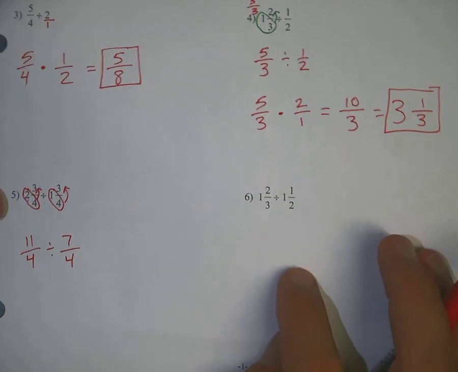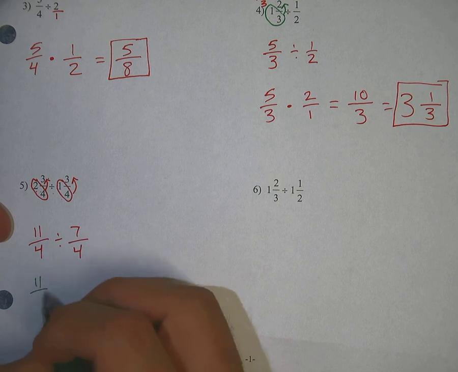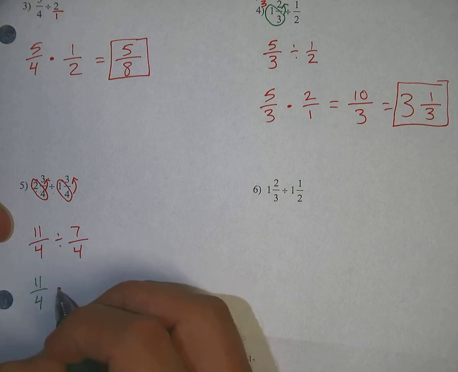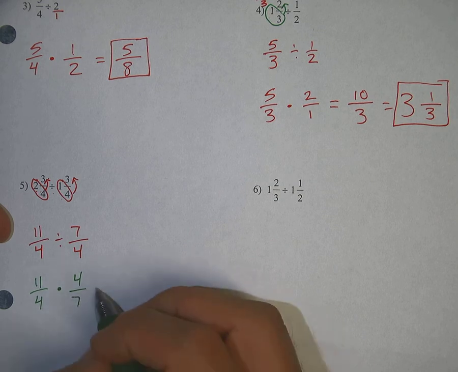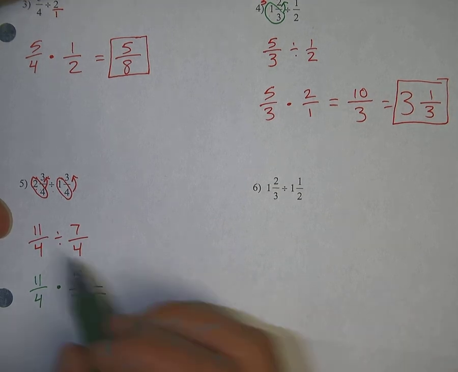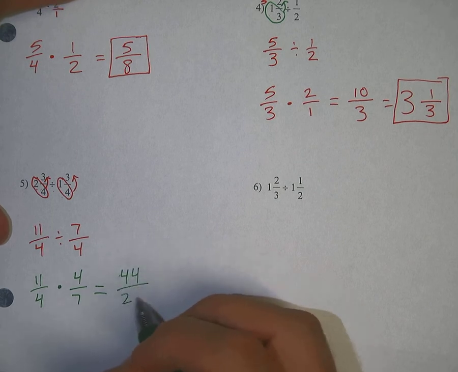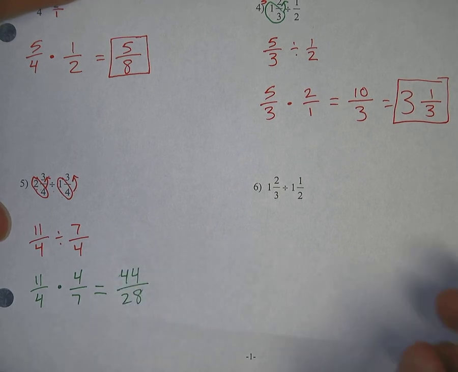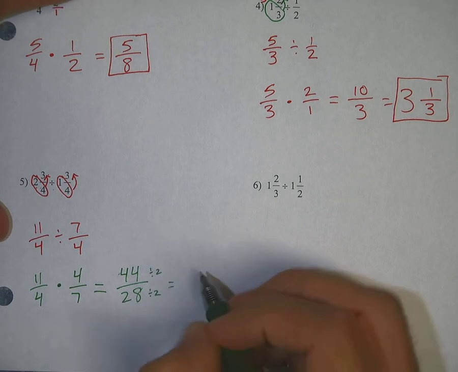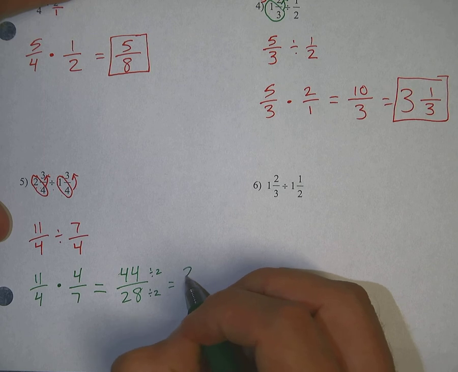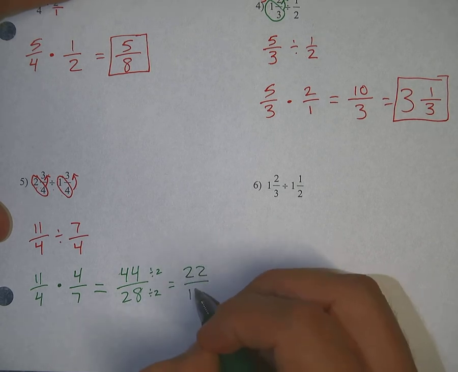So now I have something I can work with. I'm going to keep, flip, change. So I'm going to keep 11/4, change this to multiplication, and make sure that I flip this. Now, straight across, 44 over 28. I need to simplify. So let's divide by 2. Okay, so 44 cut in half is 22, and 28 divided by 2 is 14.